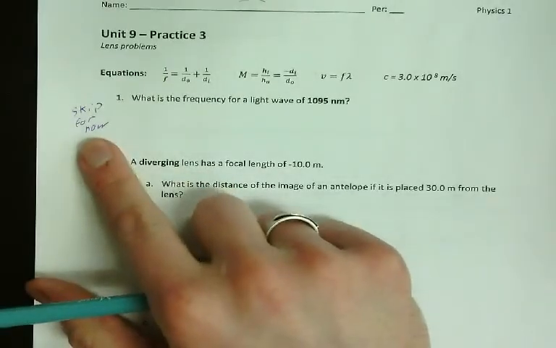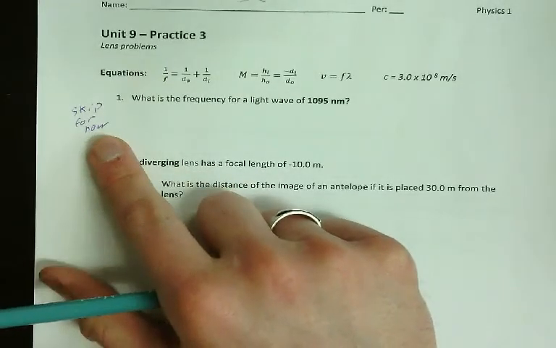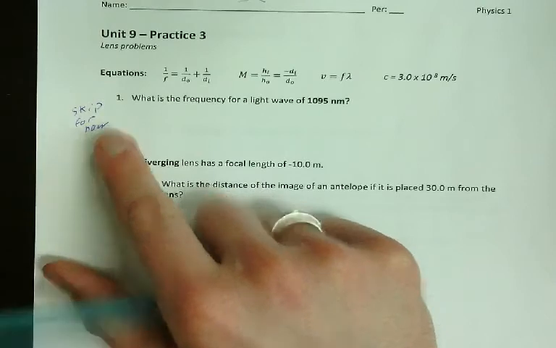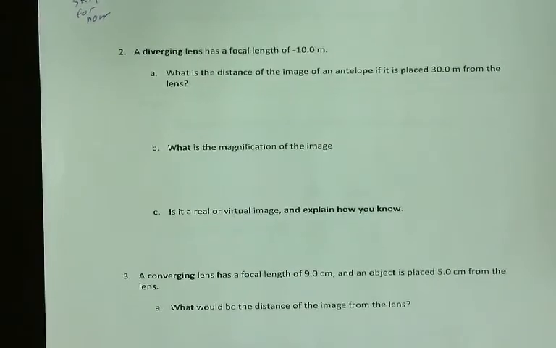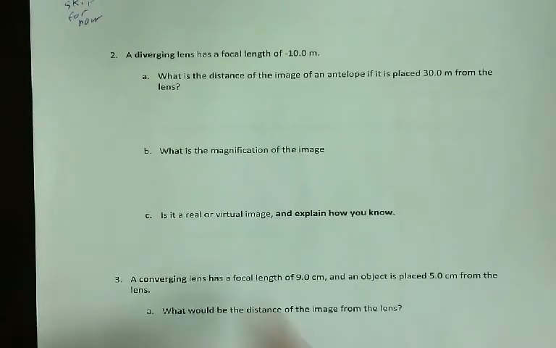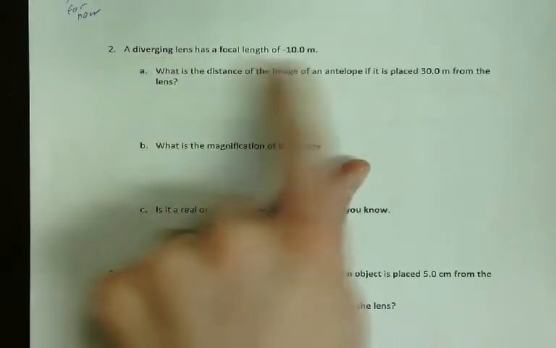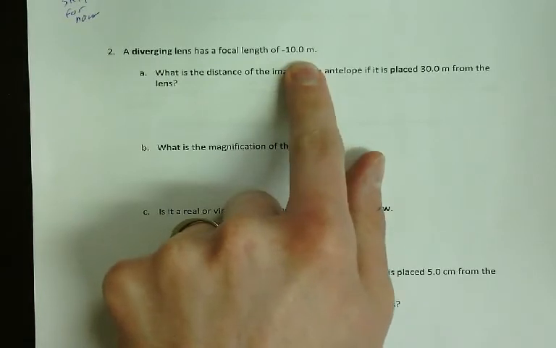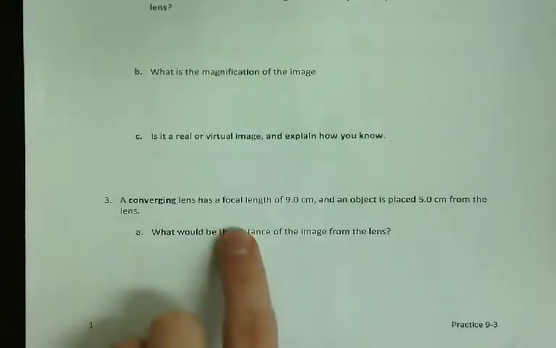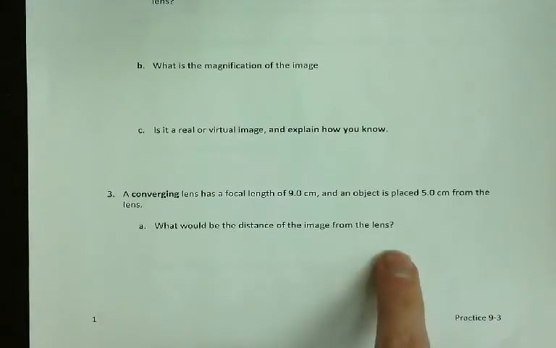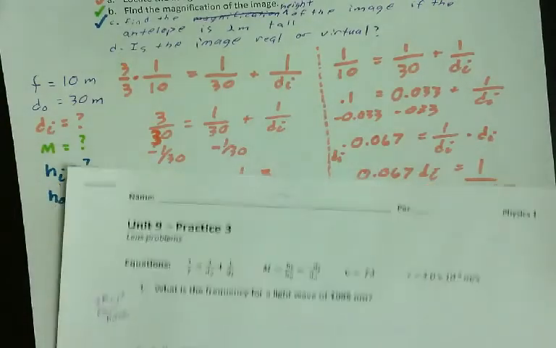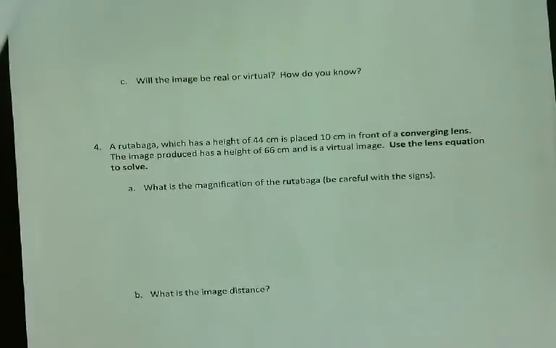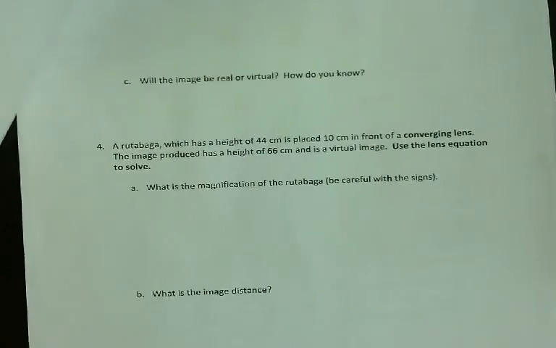you can skip number 1 for now. So write skip next to it. You're just going to do 2, 3, and 4. Number 2 is just like the example we did, except it's diverging, which means the focal length is negative. So that'll change things. Number 3 is a converging lens, where I give you some different numbers. And number 4 is going to work in a different direction, because for number 4, I give you heights instead of focal lengths. So that's a little bit different too.